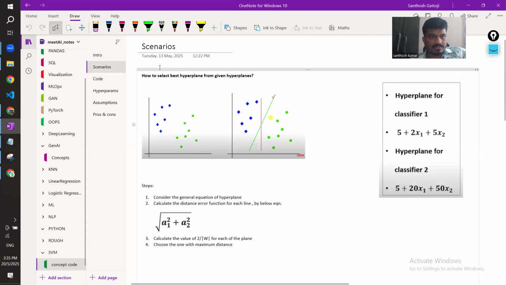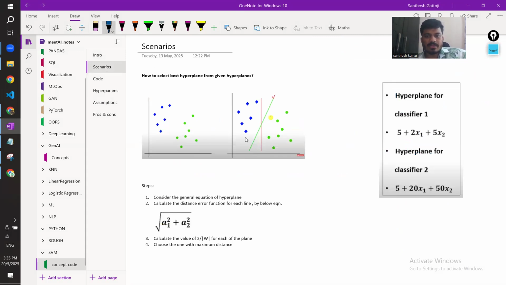For example, you have this particular scenario, Karthik. You have this dataset, and the idea is simple: to divide this using a plane. You can draw n number of planes, so which one are you going to consider? I'll take an example of two planes. You can have any number of planes, but if you consider these two planes, the equation of one plane is this, and the equation of the other plane is this.